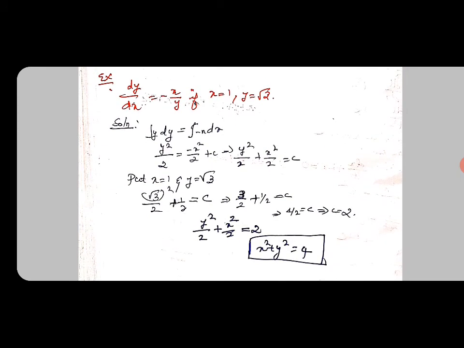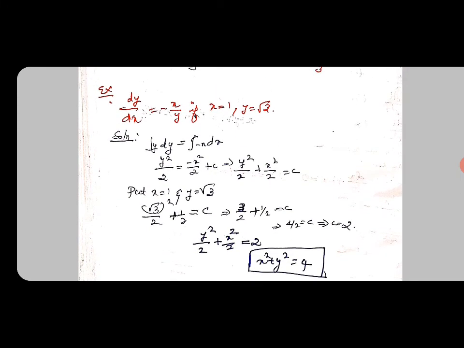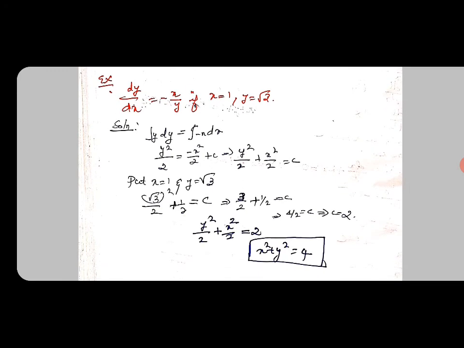Then we can see the final example. Solve dy by dx is equal to minus x by y if x is equal to 1 and y is equal to root 3. First of all, integral of y into dy is equal to integral of minus x into dx. Here we are just rearranging the given equation. We cross multiply the equation and then integrate. By integrating y into dy, we get y square by 2, and then integral of minus x dx will be minus of x square by 2 plus c, a constant value.